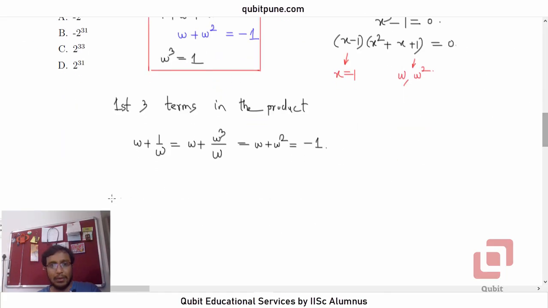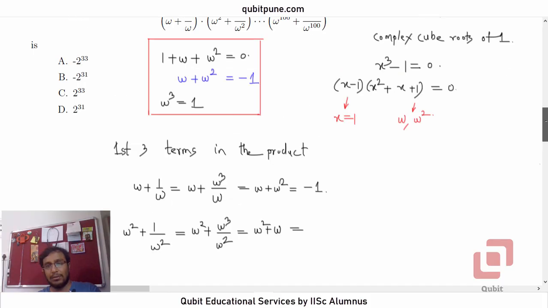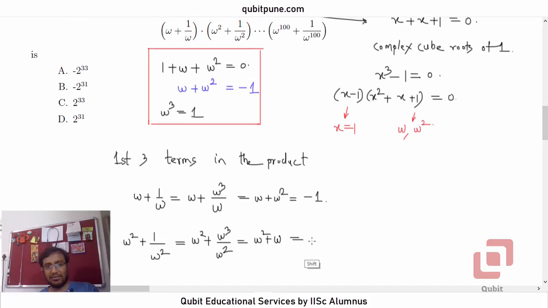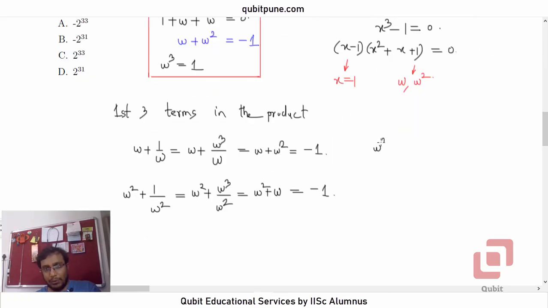Now go to the next, omega squared plus 1 upon omega squared. Keep omega squared as it is, again write 1 as omega cubed. Omega cubed upon omega squared will be equal to omega. Again go back to the red box, omega plus omega squared is negative 1, so that's negative 1. And finally go to omega cubed plus 1 upon omega cubed. Omega cubed is by definition 1, 1 plus 1 is 2.